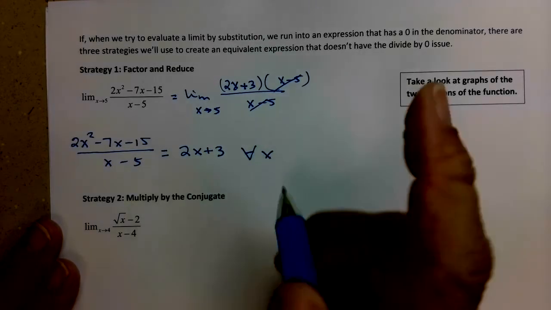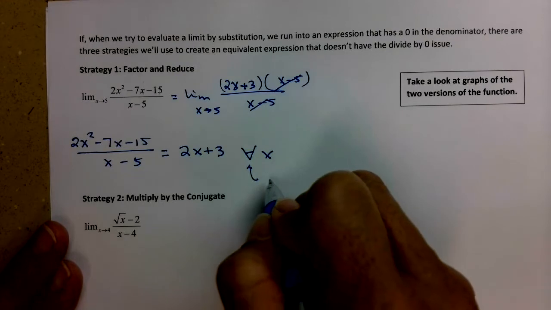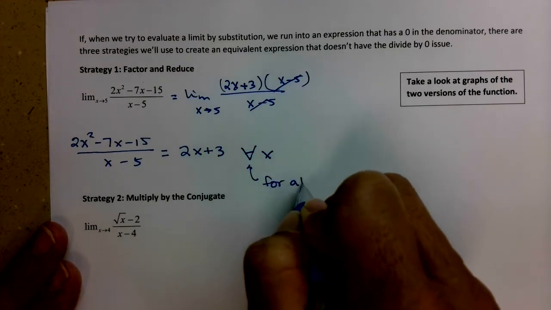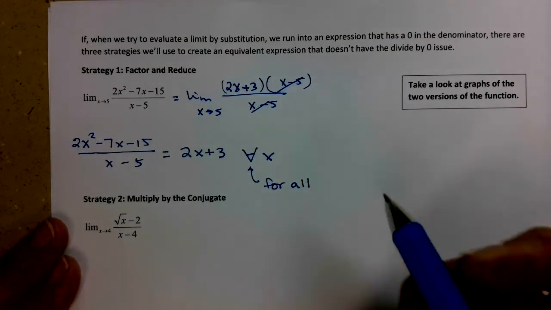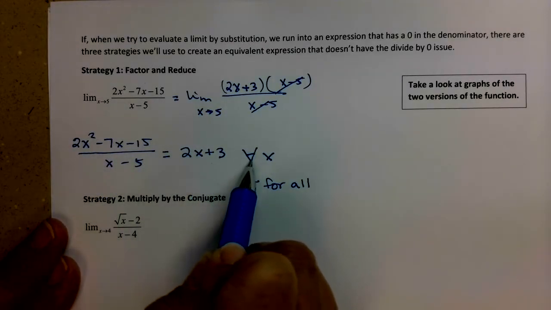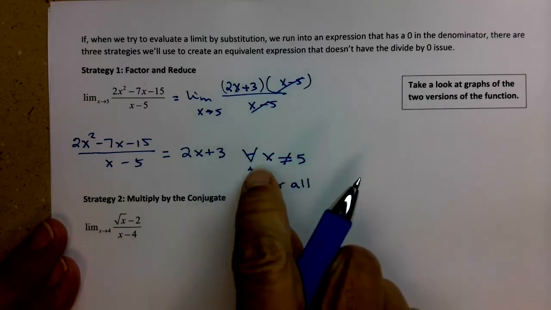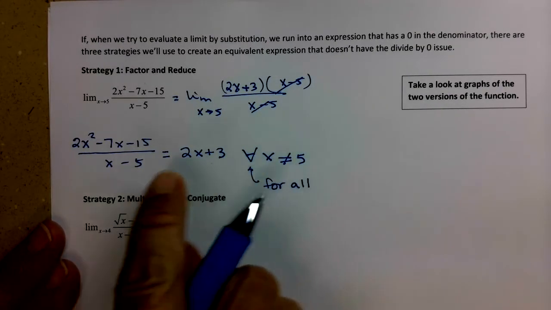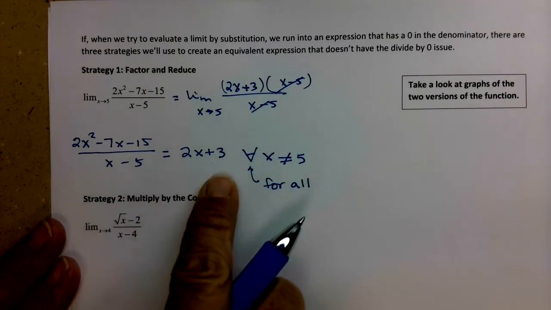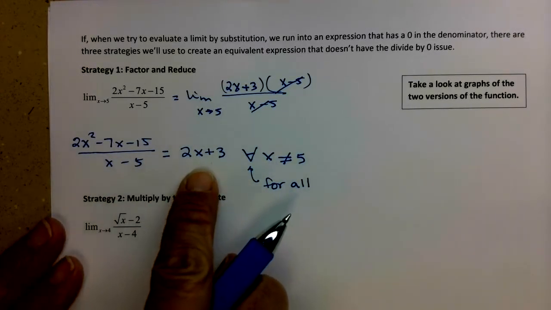Here's a new symbol. If you're taking notes and you're trying to keep up, this is what we write for the phrase for all. So, upside down capital A. So these 2 expressions are exactly the same for all x that are not equal to 5. So the value at x equals 5 is the only piece of information that we lost when we reduced. Every other value is exactly the same.